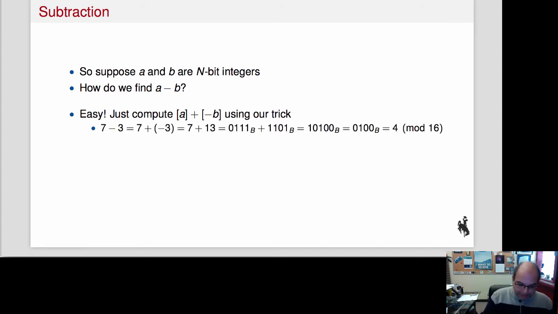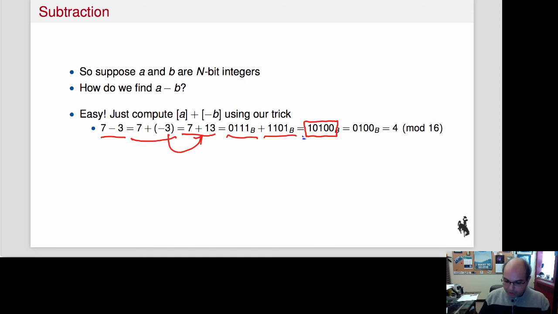So for example, let's say that I want to do 7 minus 3. Well, that's just 7 plus minus 3. And now I ask, what is the equivalence class of minus 3 mod 16, or 2 to the 4? That's 13. So I really want to do 7 plus 13. And I can just do that in hardware, because I have 7 as 0111 and 13 as 1101. I add those, and I get 10100. But I remember that I am in 4 bits, so I get rid of the leading bit and I have just 0100. And that's actually 4 modulo 16. 7 minus 3 is 4. Thank God, that actually computes the right answer.